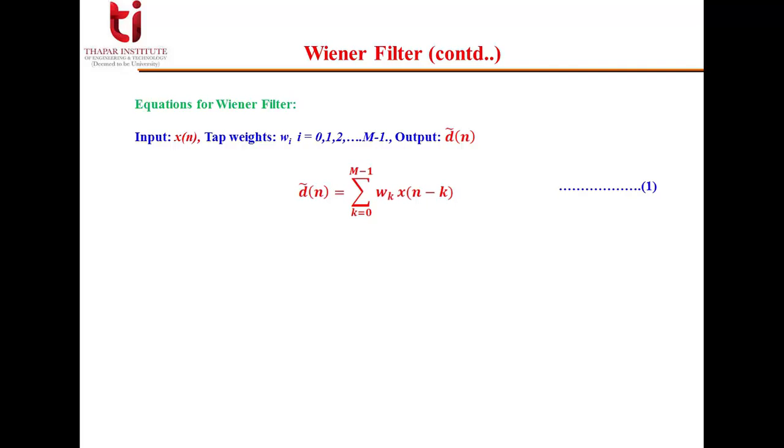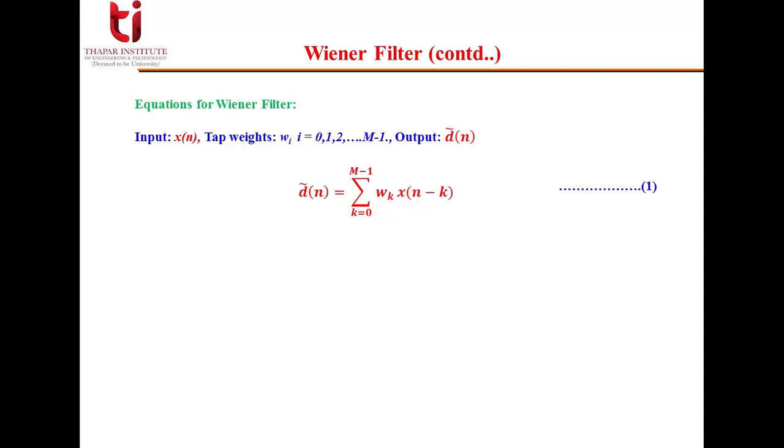Now, let's see the basic equations we are considering for this Wiener filter. As we have said, the input is represented as xn, and we have tap weights from 0 to m minus 1 represented by w. So wi are the tap weights, and the output of this filter we are considering as d tilde n. Now how do we obtain d tilde n in equation form? d tilde n is the convolution of the input and the tap weights. So equation number 1 is d tilde n equals the summation, k running from 0 to m minus 1, of wk times x of n minus k.